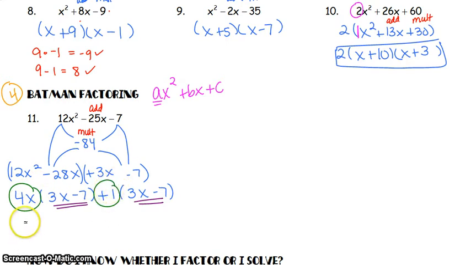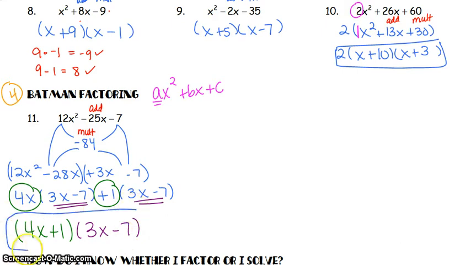Take the two GCFs that you had taken out. That's going to create your first factor. Then, since those are exactly the same, that's going to be creating your second factor. And you're not going to do that twice. It's just going to be 3x minus 7 one time. And there's going to be your answer.